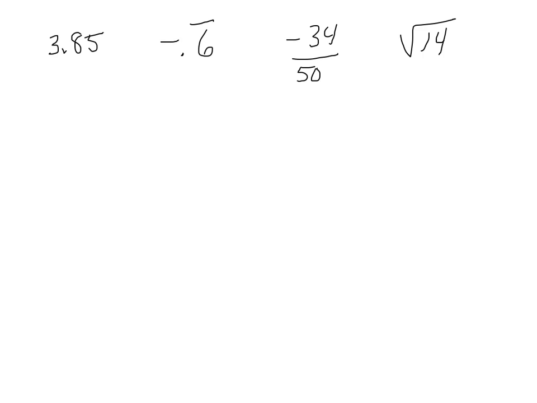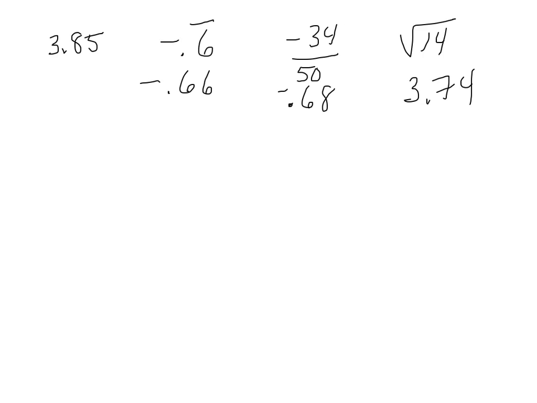Alright, our last one here: 3.85, negative 0.6 repeating, negative 34 divided by 50, and square root of 14. Alright, 3.85 we don't need to touch, it looks good. Negative 0.6 repeating, if we want to, we can rewrite it like that. Negative 34 divided by 50, I'm going to divide out, which you should also do. And again, you might have hit pause on this and tried it on your own, I hope. Negative 0.68, and then the last one, the square root of 14. Type that into your calculator, and it's 3.74.